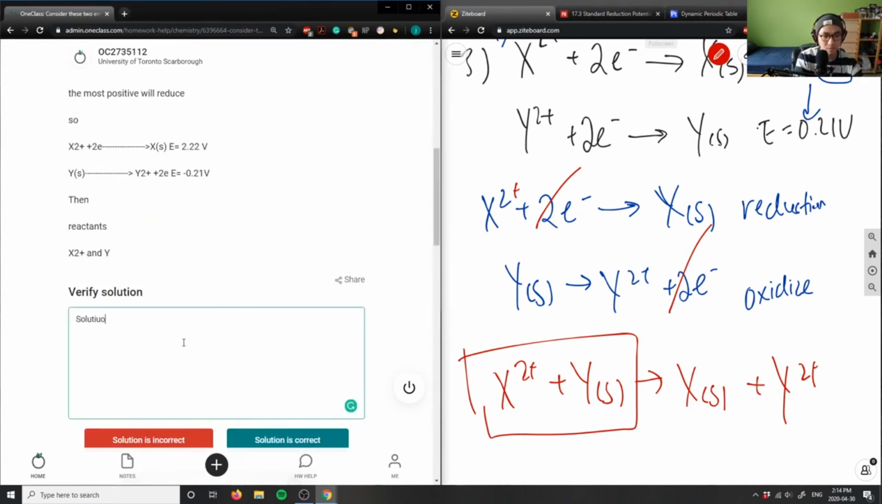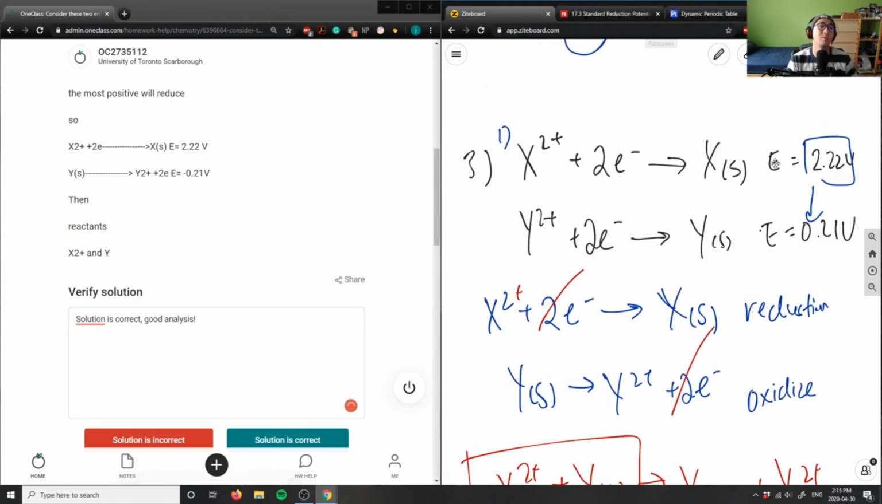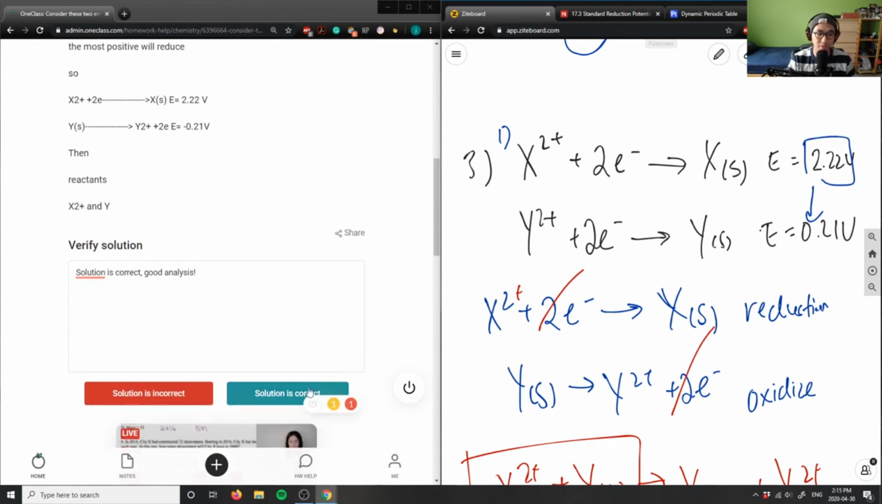So the solution is correct. Good analysis here. You really just care about the reduction potentials, right? The higher the reduction potential, obviously the reduction will happen. And if the reduction will happen, then the other one will have to be an oxidation reaction. The solution here is correct.